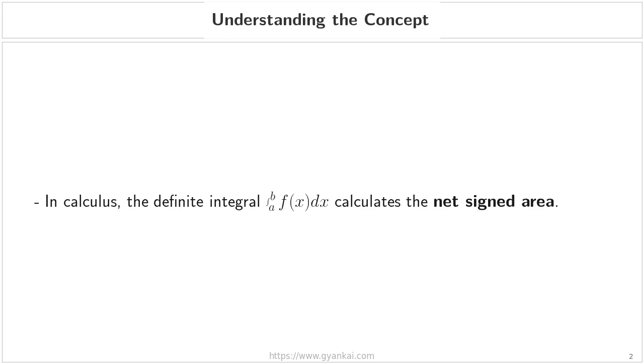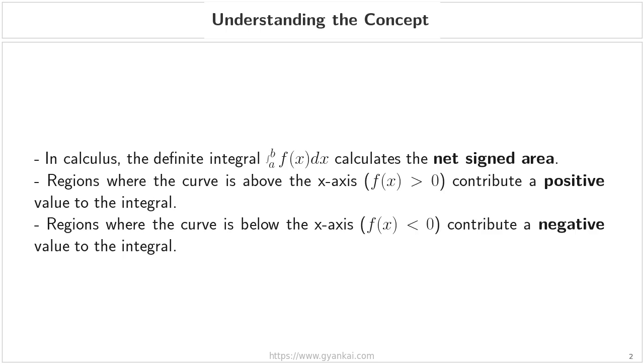Understanding the concept. First, it is vital to understand that in calculus, when we calculate the definite integral of a function from a to b, we are calculating what we call the net signed area. To break that down, think about the position of the curve relative to the x-axis. In regions where the curve is above the x-axis, meaning the function is greater than 0, these areas contribute a positive value to our integral. However, in regions where the curve dips below the x-axis, meaning the function is less than 0, these areas actually contribute a negative value to the integral.